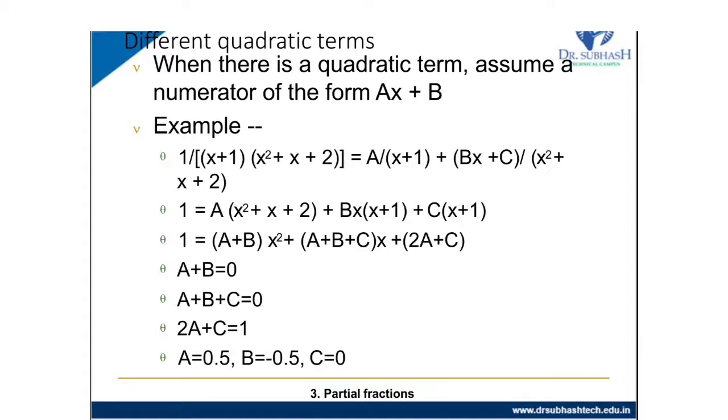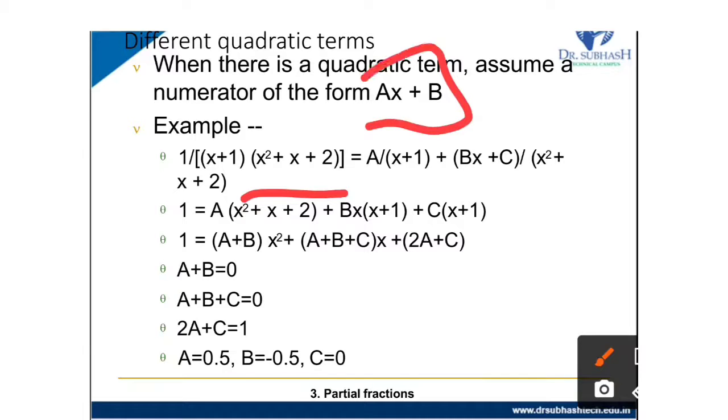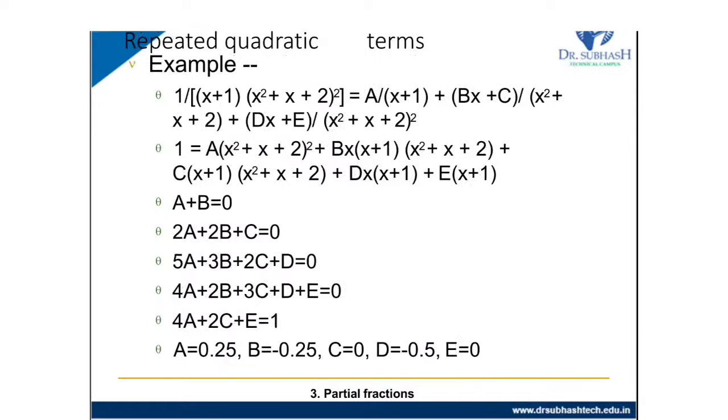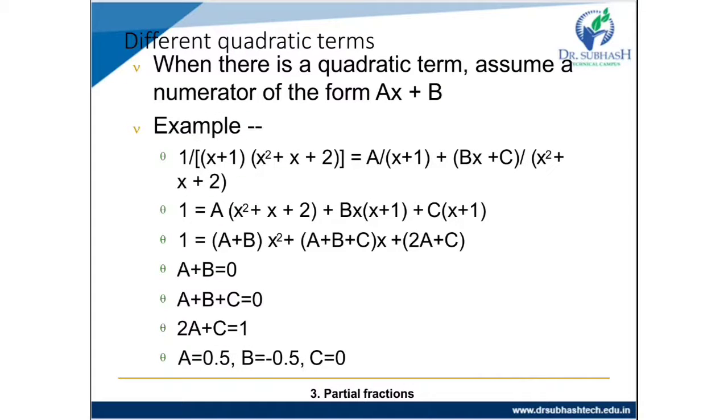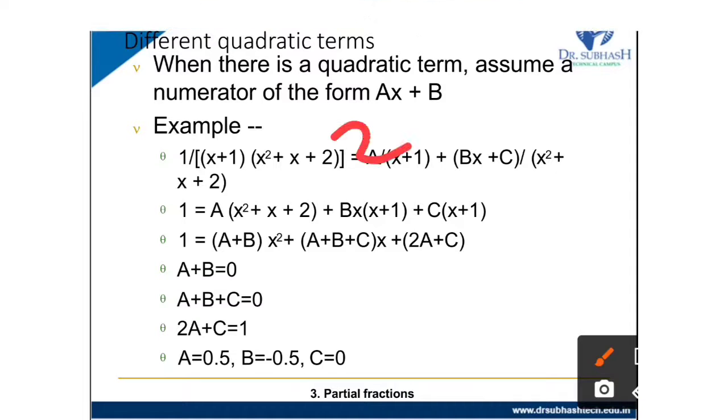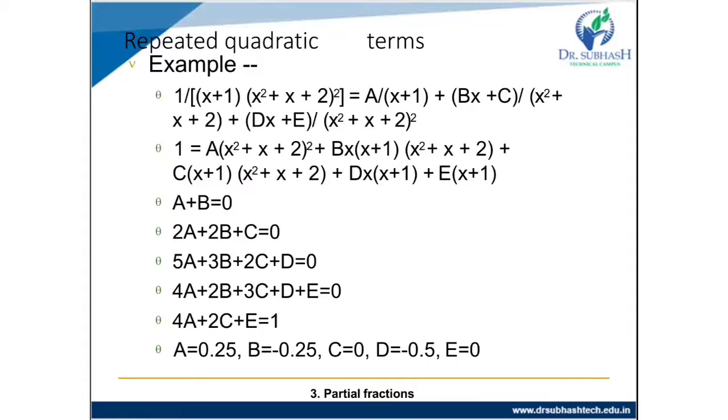So this is the method when the other term is in the form of x square plus x plus 2, or in the form of a square. So we will put bx plus c, or b, or c, whatever constant or variable is available. So for a repeated quadratic term, in this example, if it is squared, then the next example will follow.